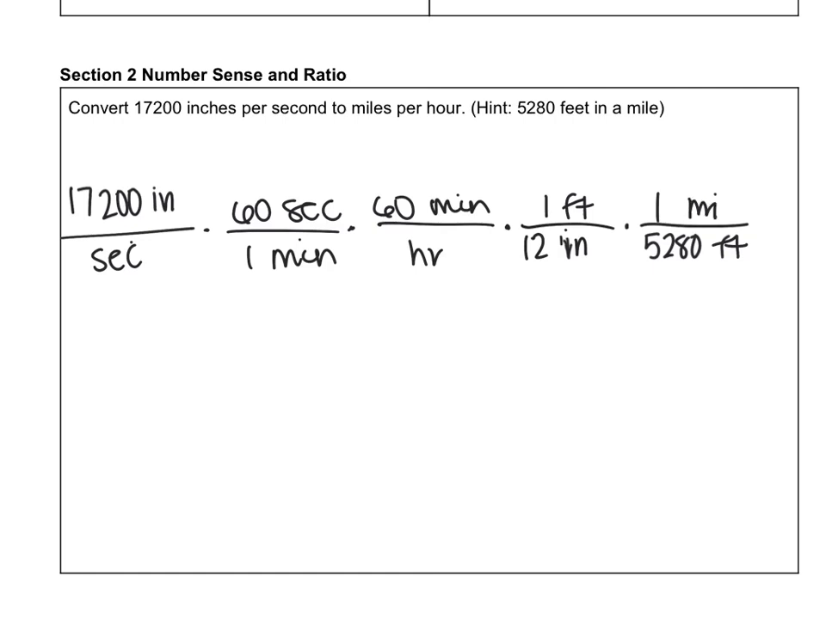So I do my multiplying across, so 17,200 times 60 times 60, and then I'm going to divide by 12. And then divide by 5,280. So there are 977.27 miles per hour.